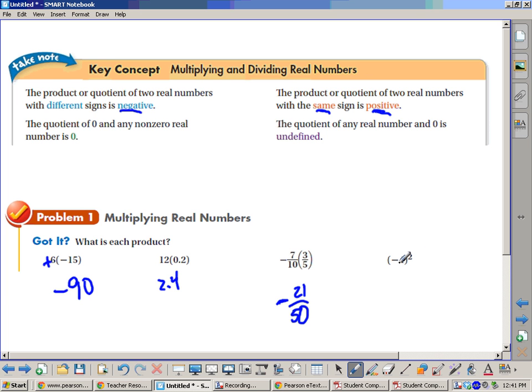To square a negative number is just to multiply that negative number by itself. So -4 times -4. Negative times negative is always going to be positive, so we just get a positive 16. So if we're squaring a negative number, the result is positive.